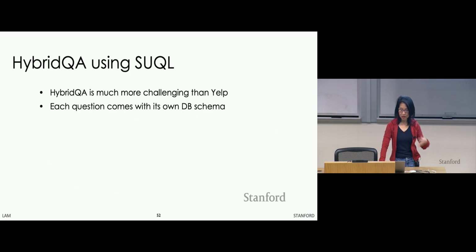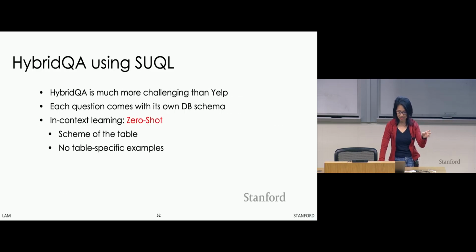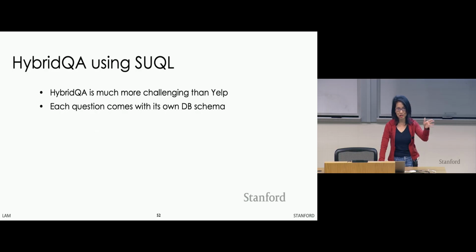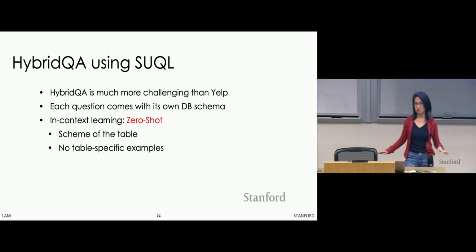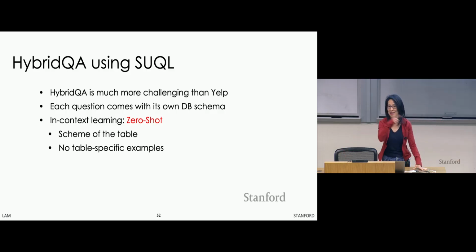So what we want to do now is to use SUQL on HybridQA. And this problem is very different from Yelp. Every question comes with its own table. There are 13,000 tables. So each question has a table. And we're doing 0 shot. We cannot do few shot. Nobody's writing those examples for each of the 13,000 tables.